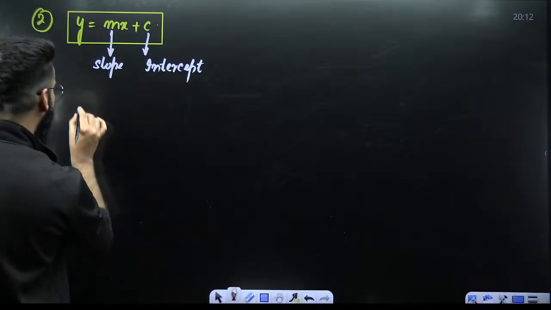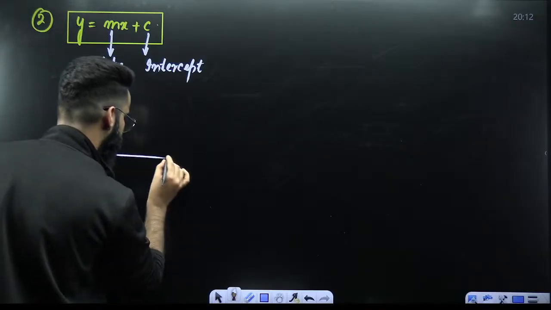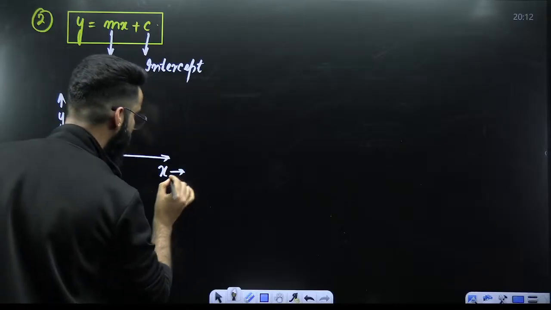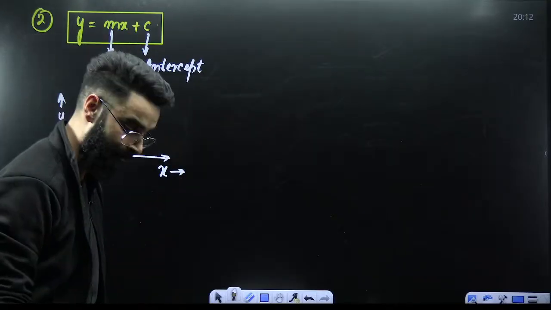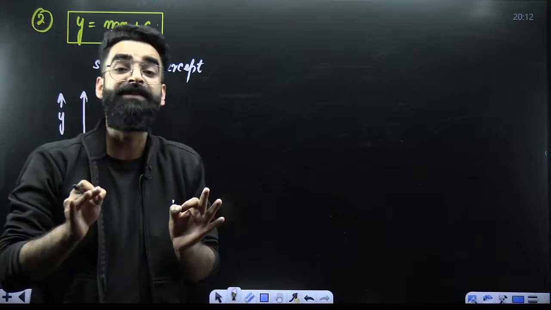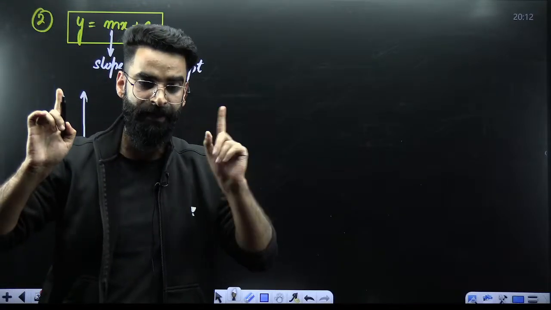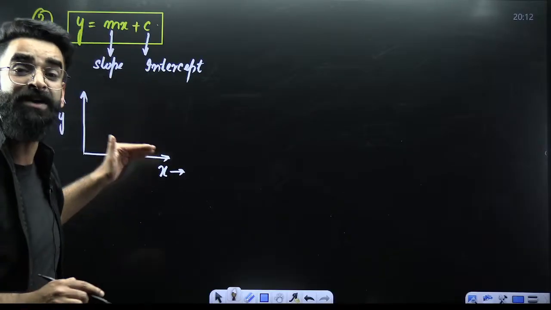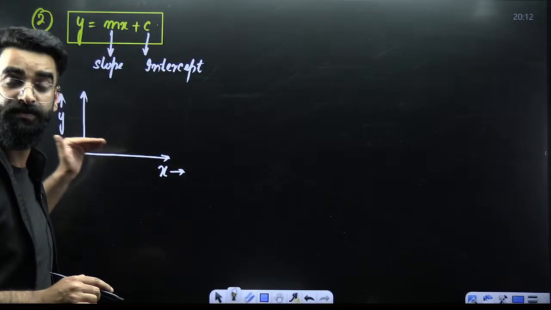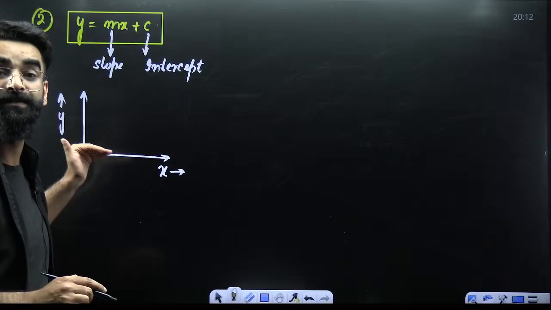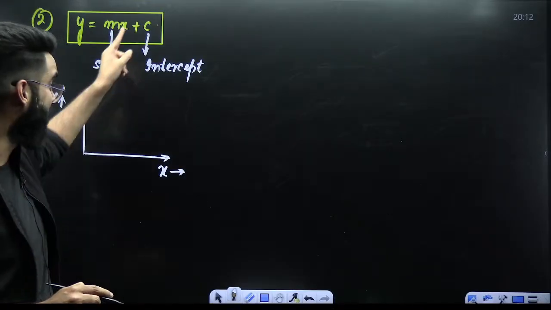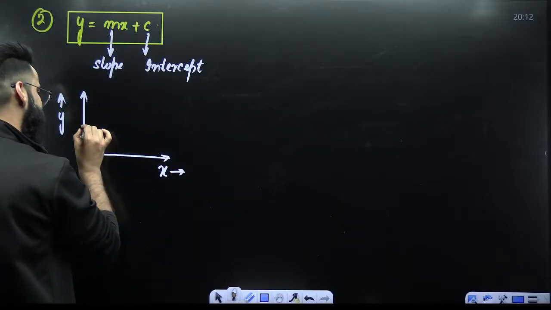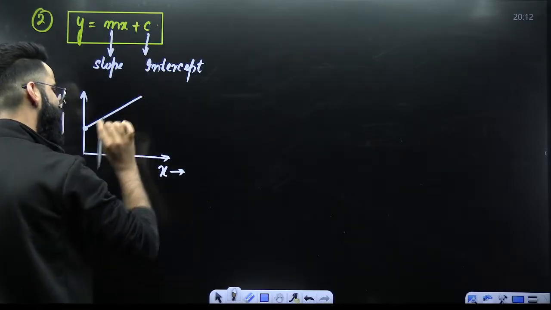Now, first of all, if I want to plot a graph between y and x for the equation y is equal to mx plus c, the nature of the curve is again going to be a straight line. But the straight line won't be starting from the origin. It will start above the origin, because there is an intercept c over here. The straight line, for example, will be starting from here, and then it's going to be the same.